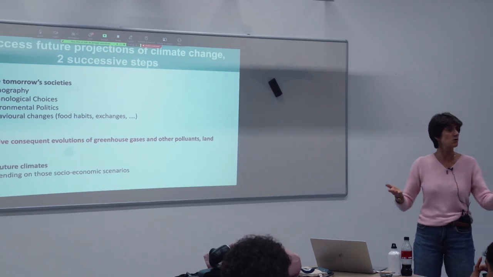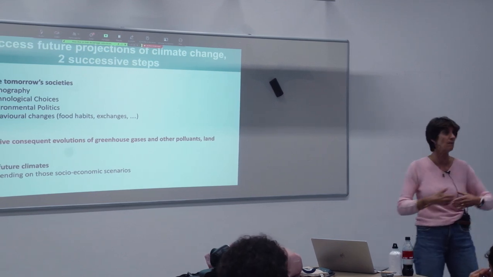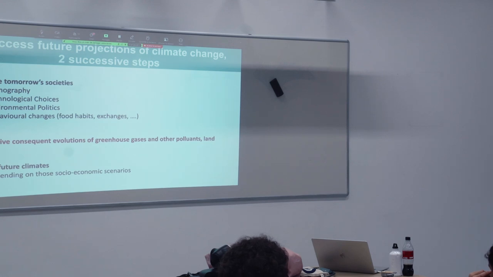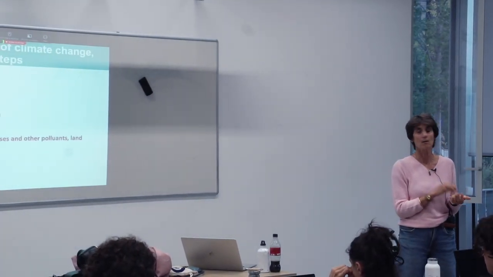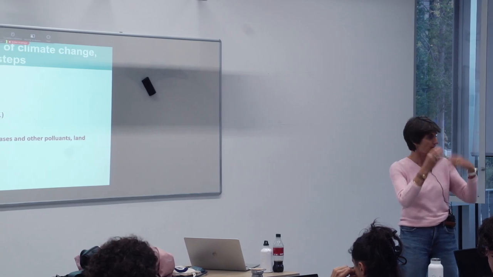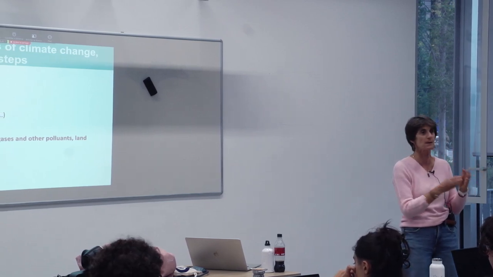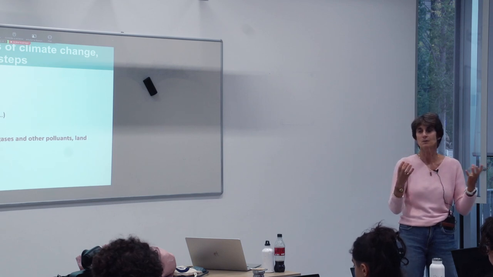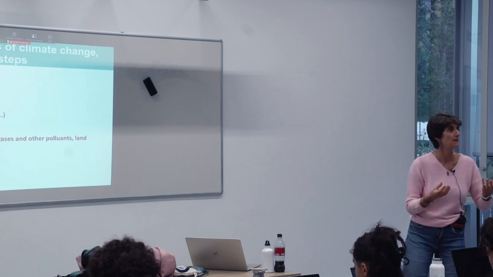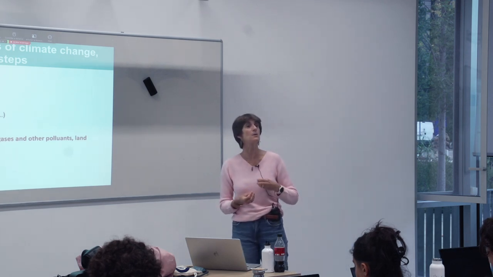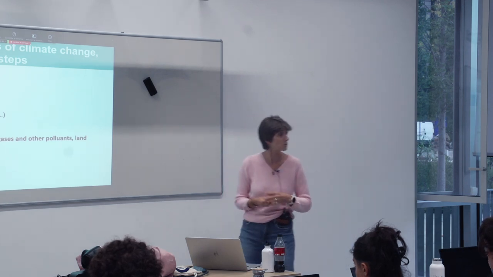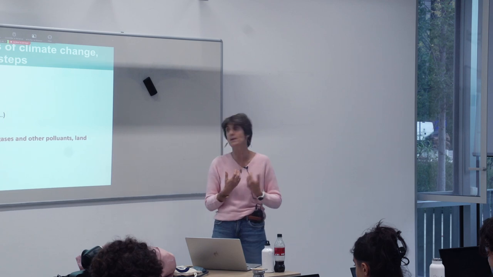How land is going to change. Are we going to cut all our forest? Are we going to grow more forest? We need all this information to feed our climate models. Our climate models are just calculating the interactions and the dynamics, but they do not compute the behavior of society. They do not compute the way people are going to use the land. So we need to have information on that.